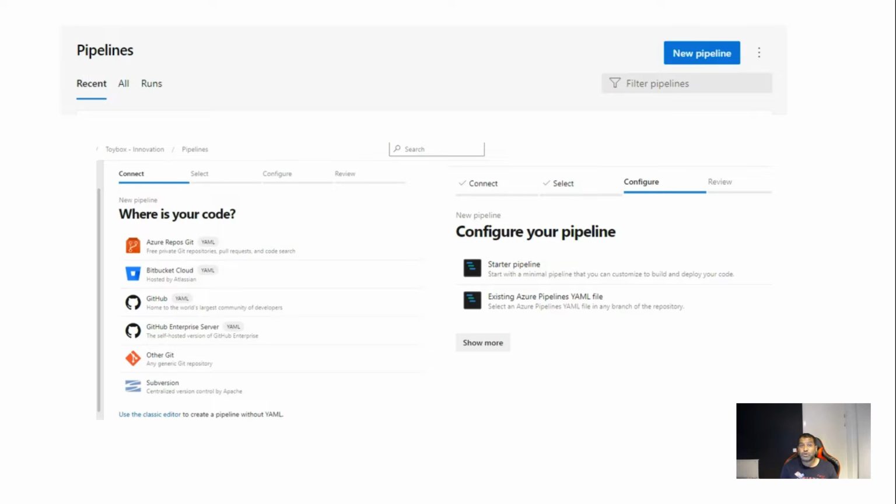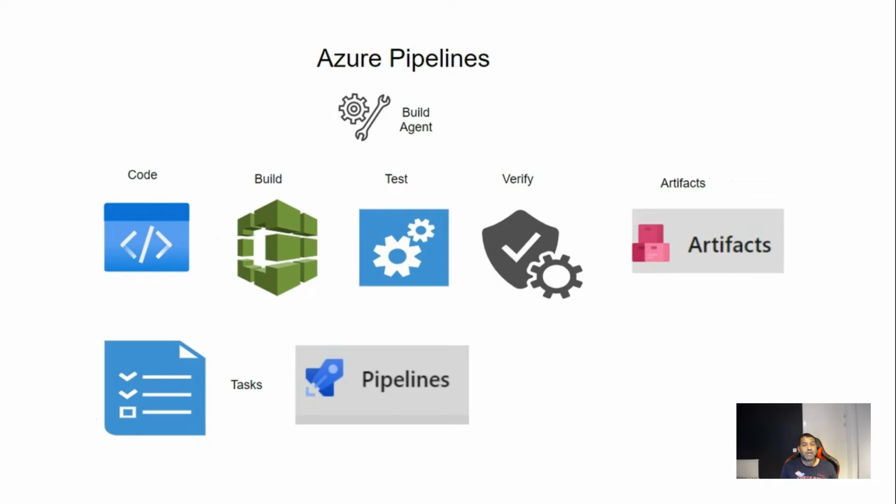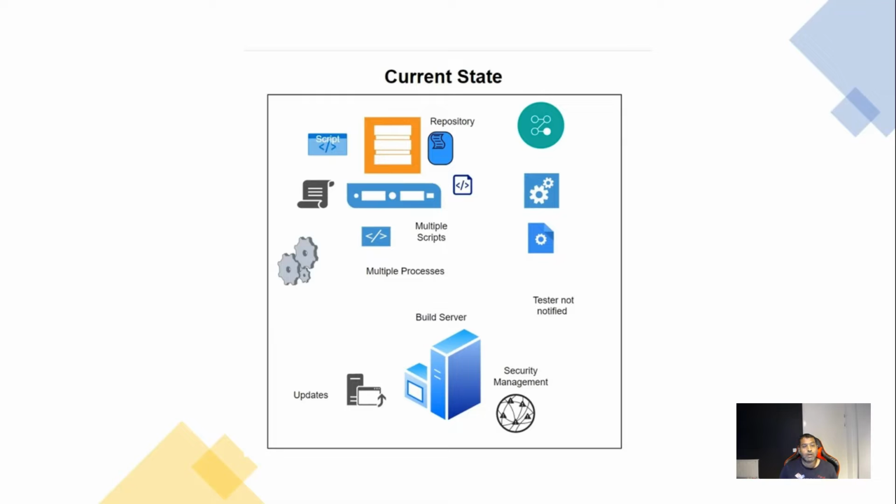So today in this video, we are going to take an example of a web application which is currently developed in-house. This is the example of the current state that I'm showing you in the presentation. In the current state, many teams are being pulled in many directions.